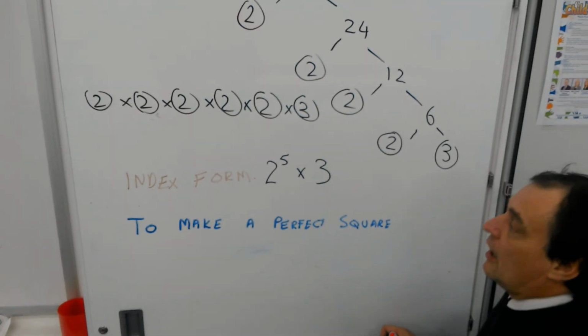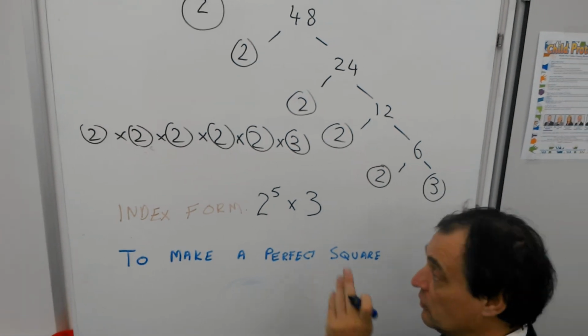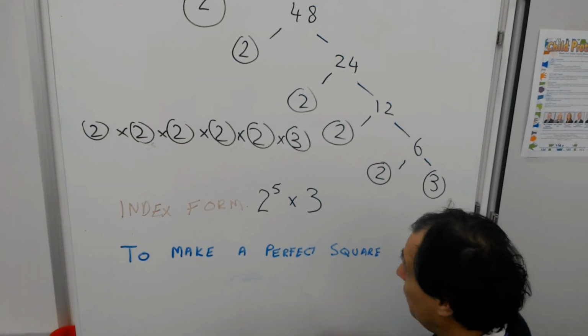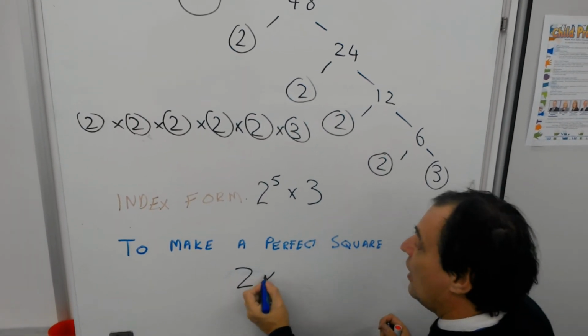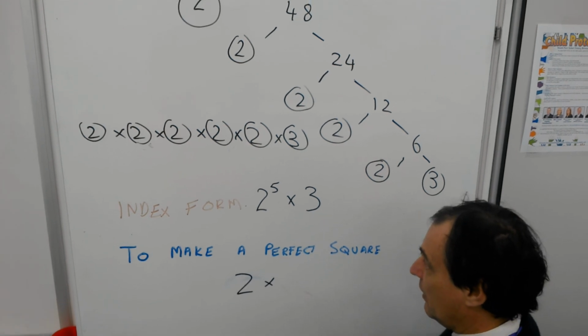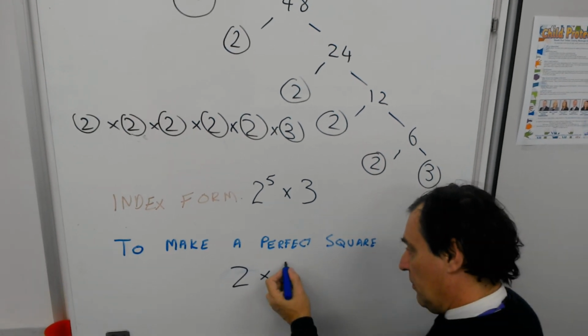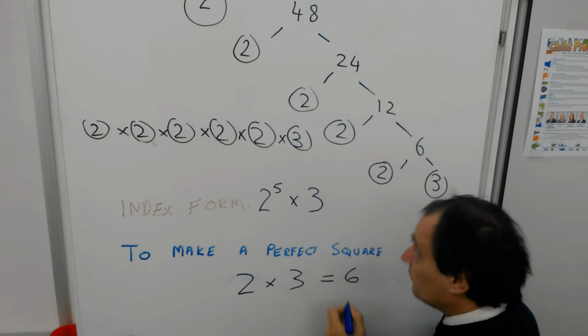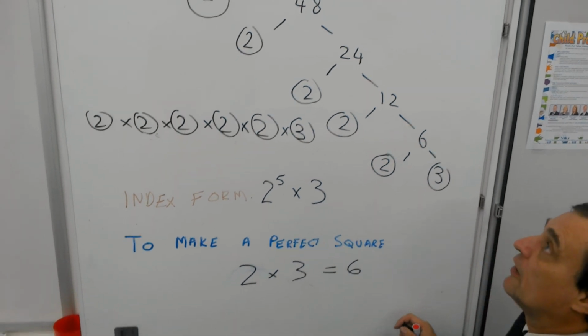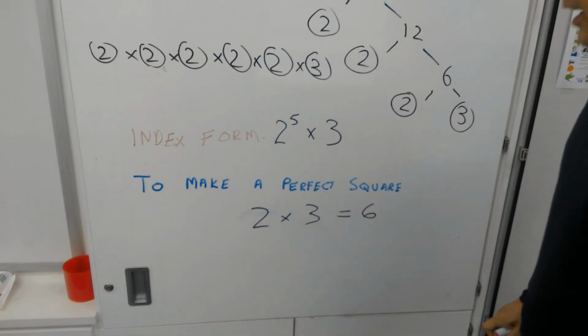Finally, does the 2 have an even power by it? No, it's got a 5, it hasn't got a 2, 4 or a 6, I've got to multiply by the 2. Does the 3 have an even power by it? No, so I'd have to multiply by the 3 as well. So to make 96 a perfect square, I'd have to multiply by 6.